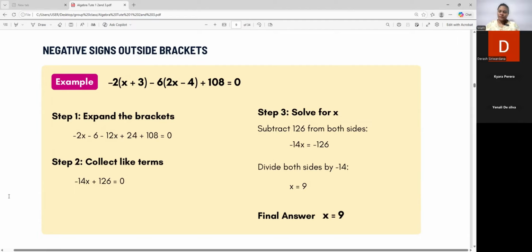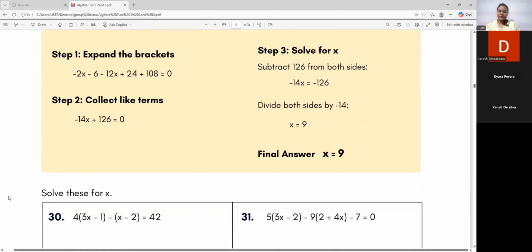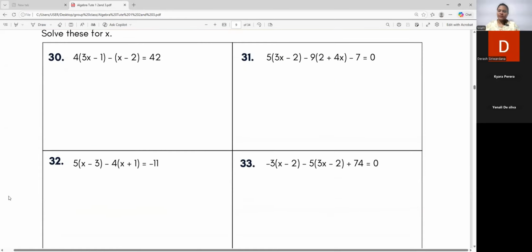Same way. So we'll go to the 30th question. The first bracket is okay, multiply by 4, a positive number. But the second one, minus times x, is like minus 1 times x, minus 1 times minus 2. Remove the bracket, collect all x terms and find the answer for x.